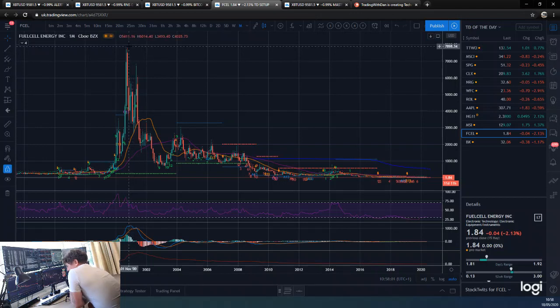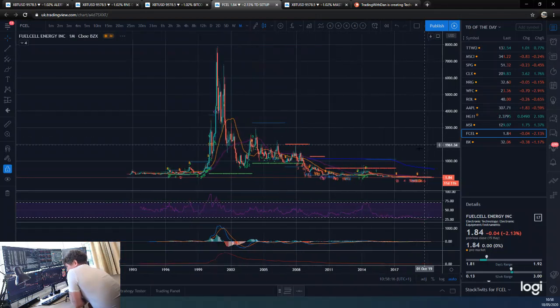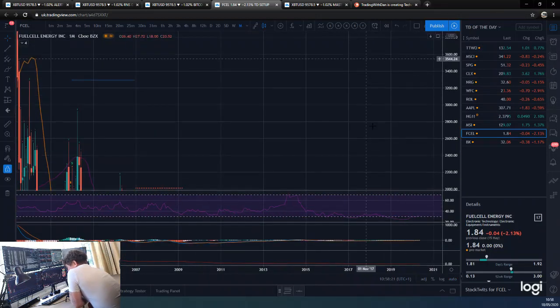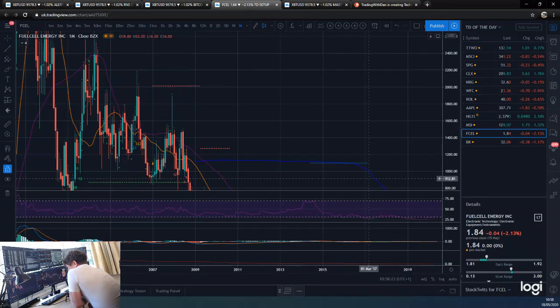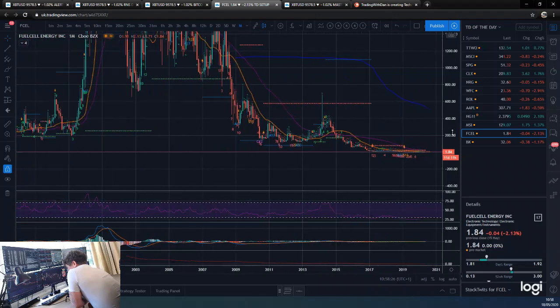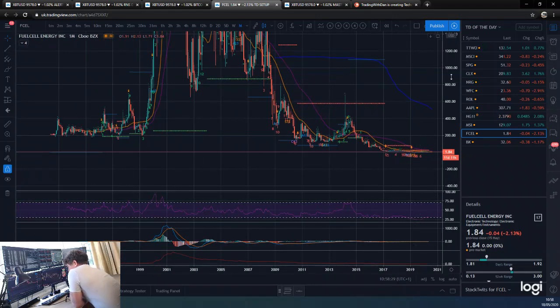The 2000, here we go, we've got the 2000 Nasdaq. Basically the tech bubble burst. We went from just, oh my god, guys, wow, from basically, we'll just call that $8,000 a share to $1.84 a share. This is the sort of thing that people need to be aware of.